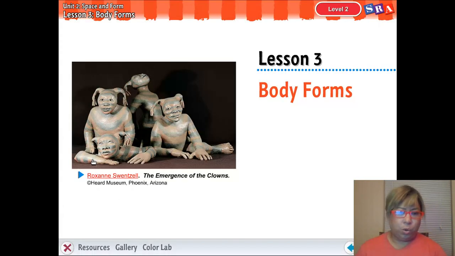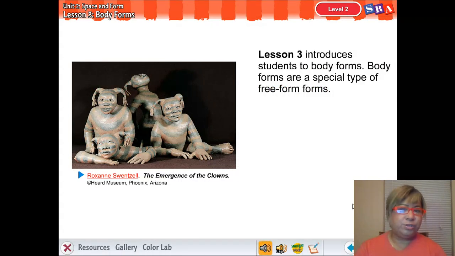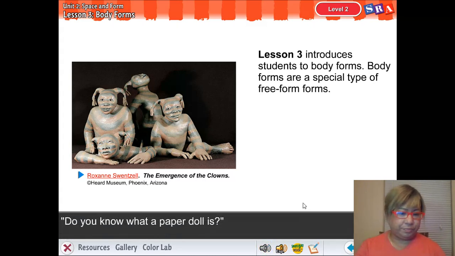Okay. Lesson 3, body forms. Lesson 3 introduces students to body forms. Body forms are special types of free forms. Okay. They're still considered free forms. Do you know what a paper doll is?